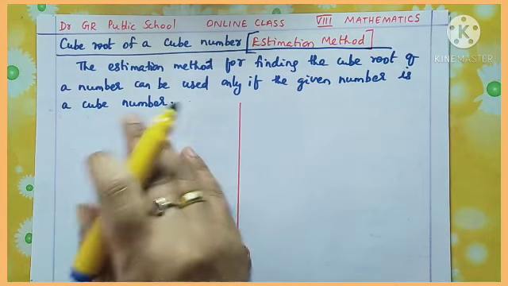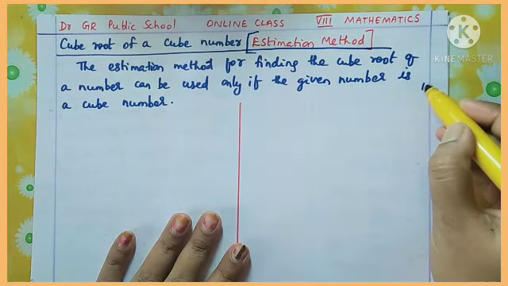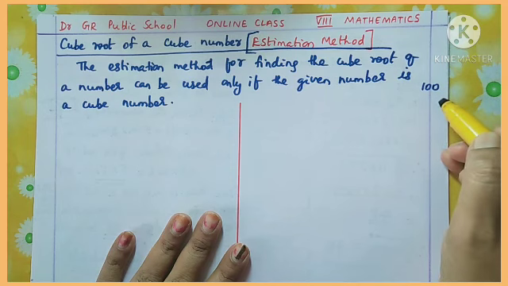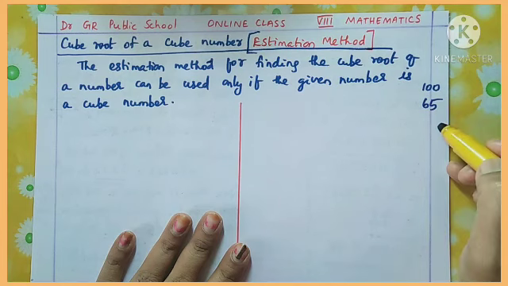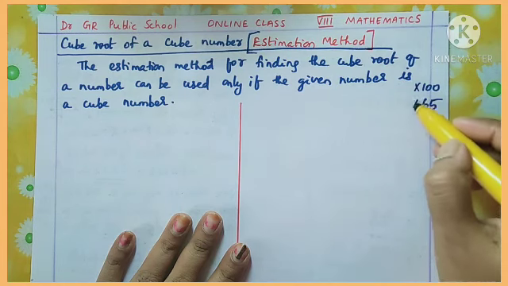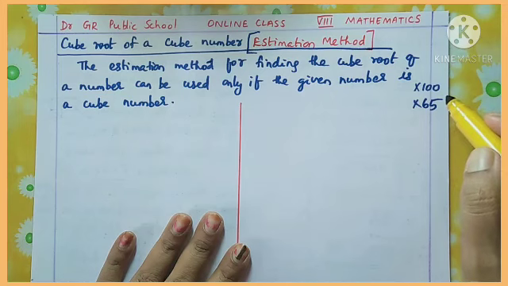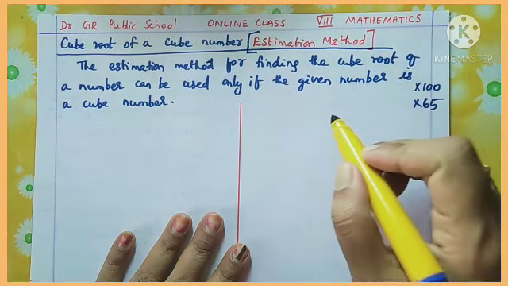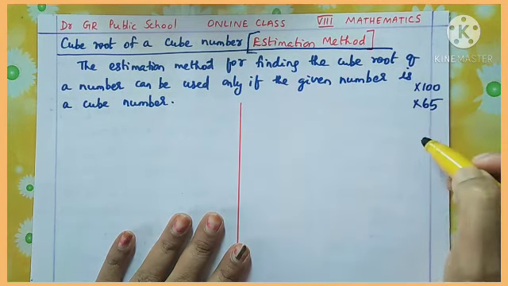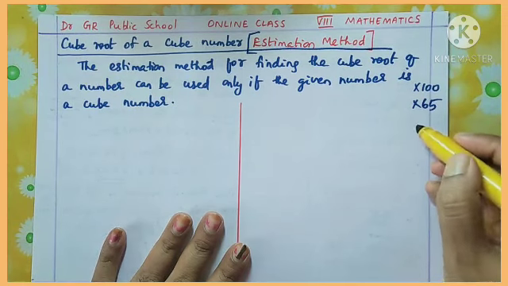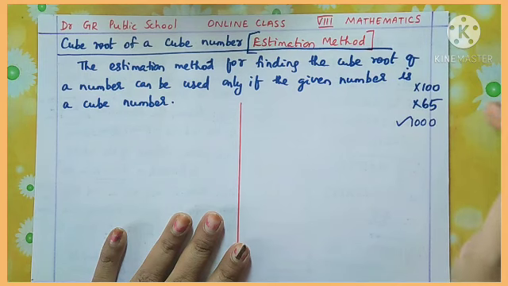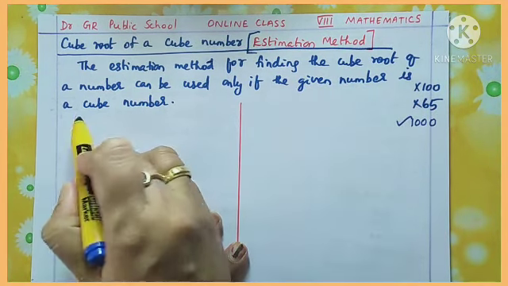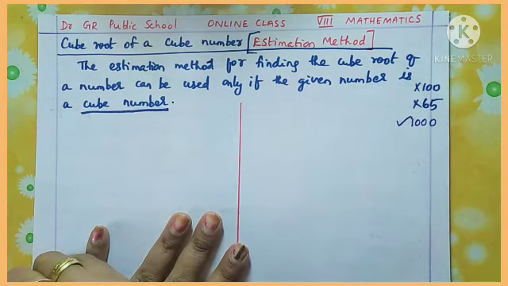But if the number is not a cube number, for example, if the number is 100, is 100 a cube number? No, 100 is not a cube number. 65, is it a cube number? No, this is also not a cube number. So we can find the cube root of a number by the estimation method only if the given number is a cube number. If I am taking the number 1000, 1000 is a cube number. Okay, so this method is applicable only for cube numbers. So that is very important.